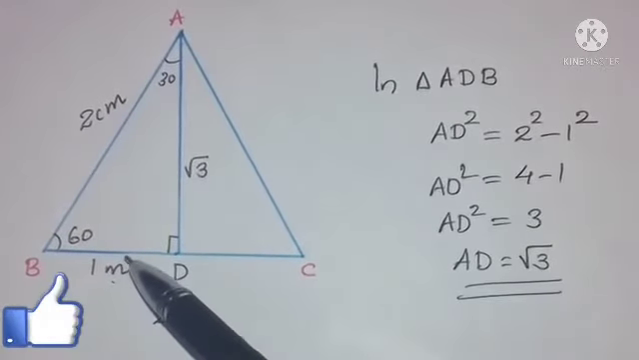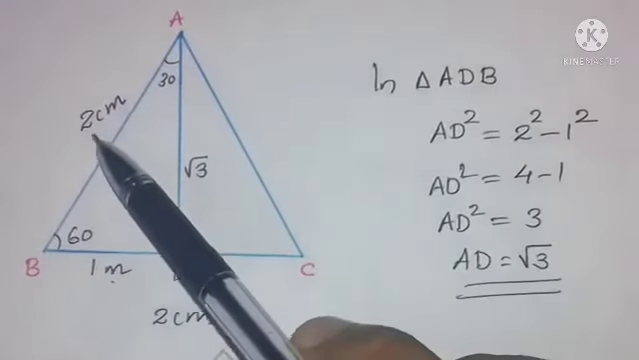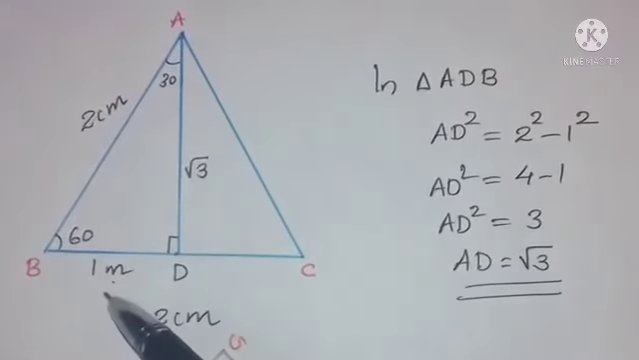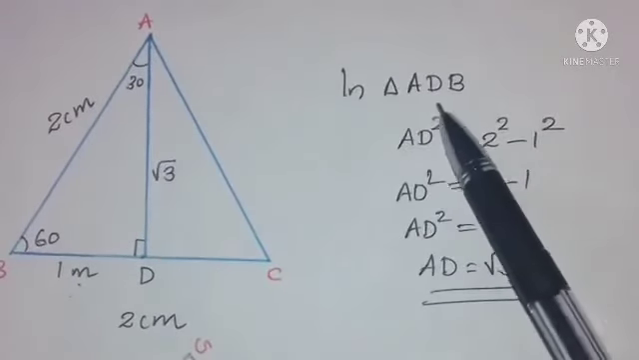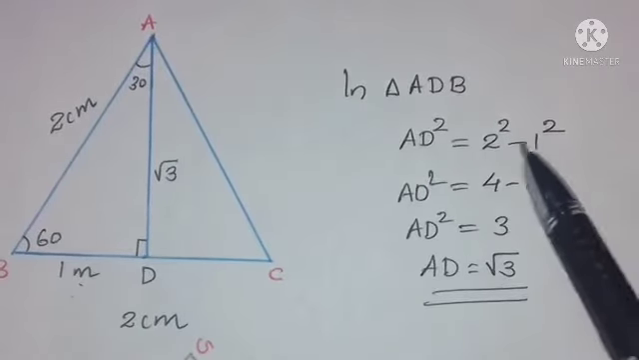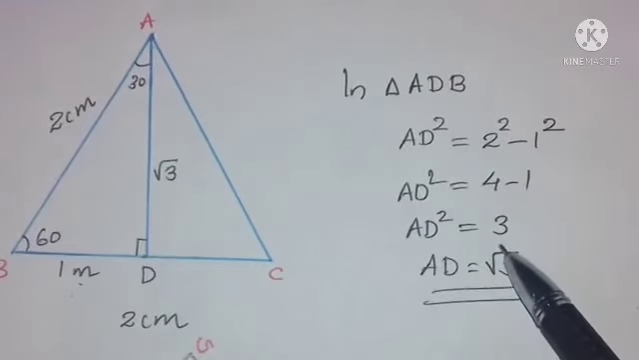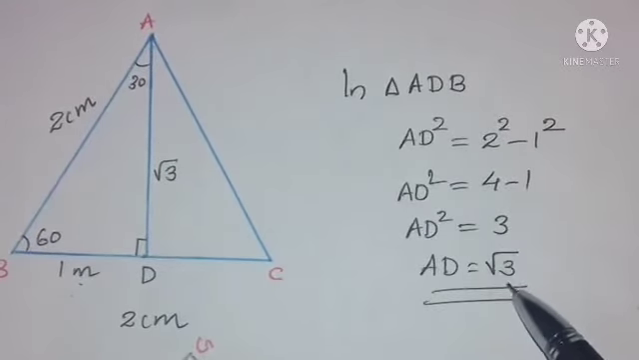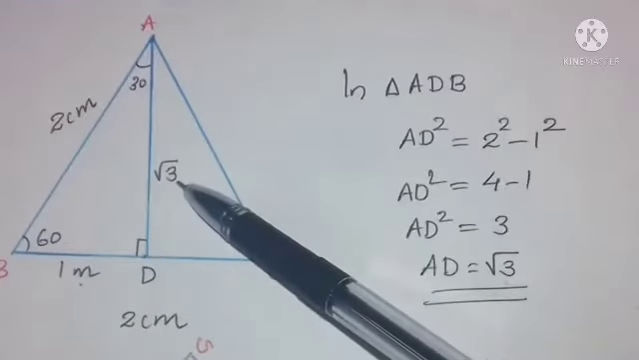Then what will be the AD? How will we find AD? It is a right angled triangle. Then by Pythagoras theorem, AD square is equal to hypotenuse square minus base square. That is 2 square minus 1 square, 4 minus 1, 3. AD square is equal to 3. Then AD is equal to root 3. So the length of AD is root 3.